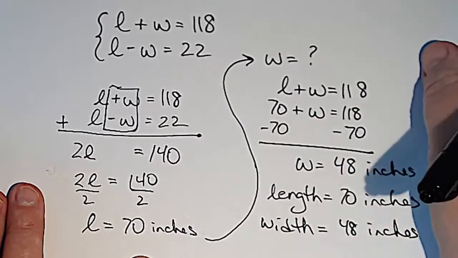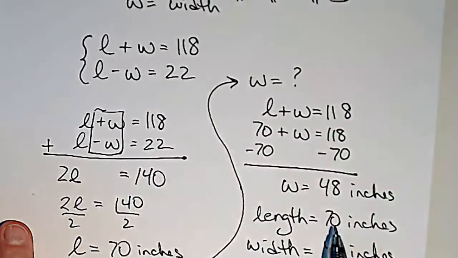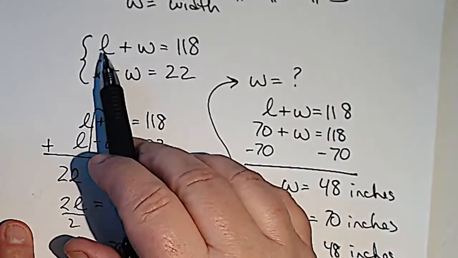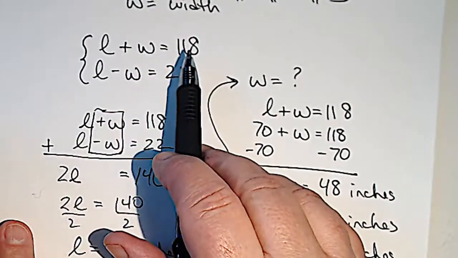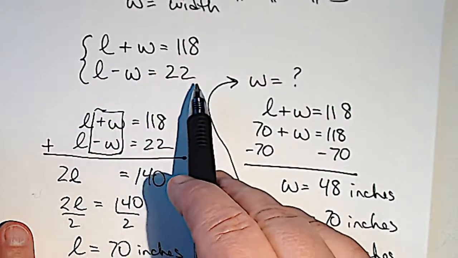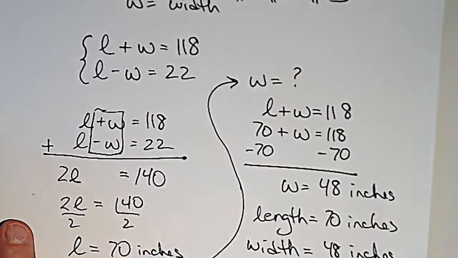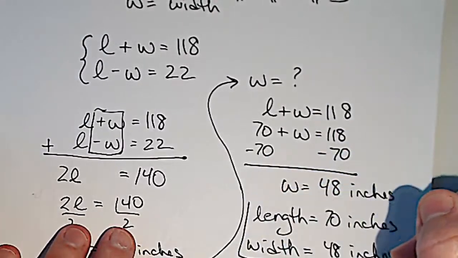And let's look at our two equations right here. If we've got 70 and 48, 70 plus 48 is 118. What is 70 minus 48? 70 minus 48, it's 22. So those values actually work in both. So we've got it. Woohoo.